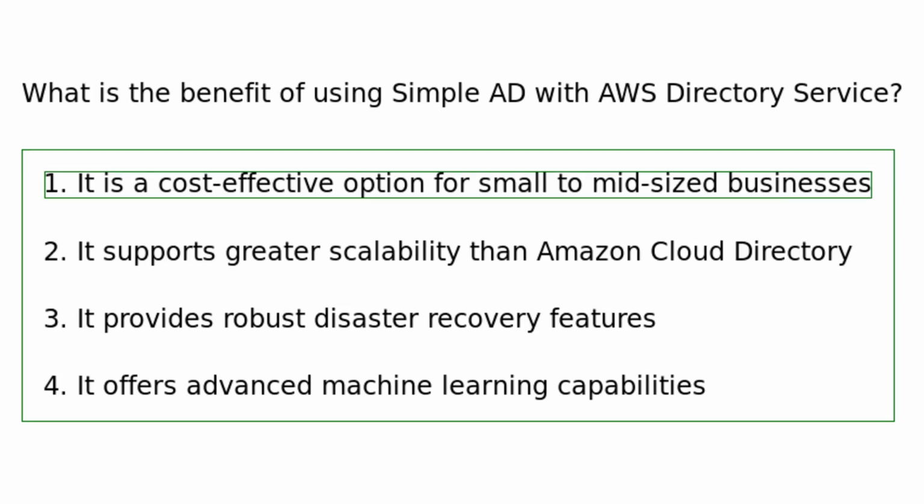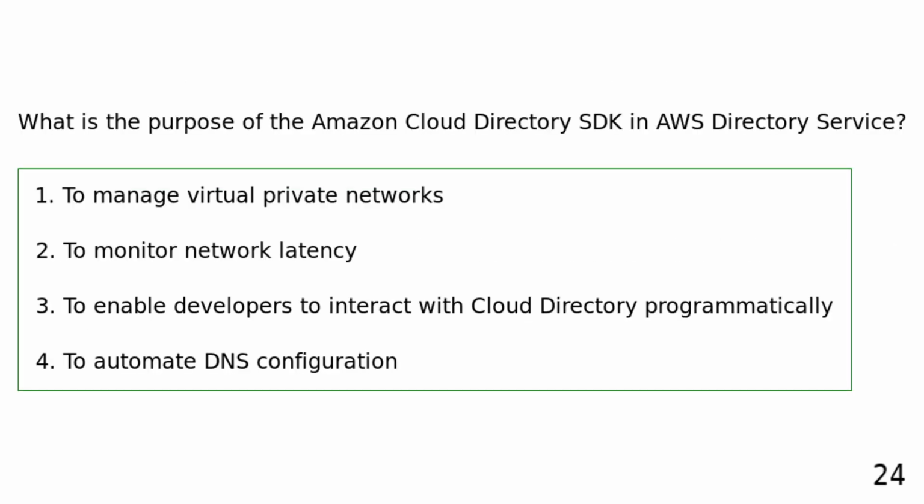Simple AD is a cost-effective directory option for small to mid-sized businesses as it offers features similar to Microsoft Active Directory. What is the purpose of the Amazon Cloud Directory SDK in AWS Directory Service? To manage virtual private networks. To monitor network latency. To enable developers to interact with Cloud Directory programmatically. To automate DNS configuration.